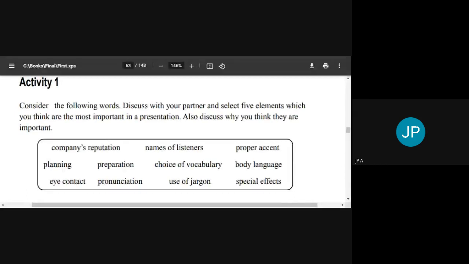Something related to it is also important, that is called eye contact. So when you are standing before an audience, it is important to look at them. When you look at them, you are actually giving attention to them, and then there is a better communication.